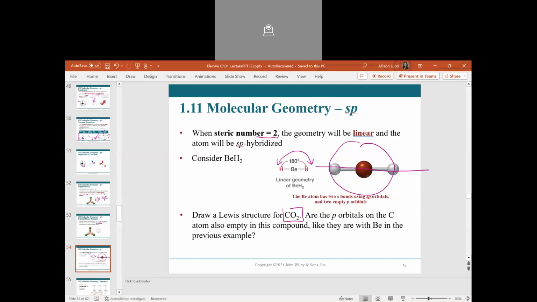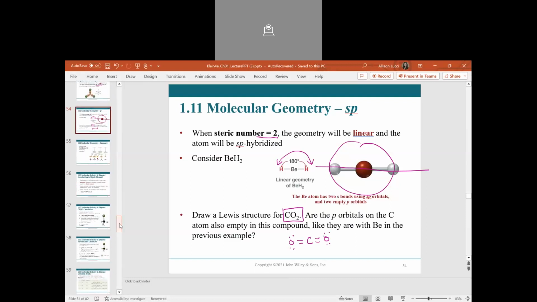If you want to practice drawing CO2, if you started with the number of valence electrons and worked through, you should end up with a structure like this, right? So everybody has a full octet. These are now double bonds, but this is also a linear molecular geometry that results. And they ask you about p orbitals. So think about the number of bonds that are needed and if any p orbitals will be left over unhybridized.